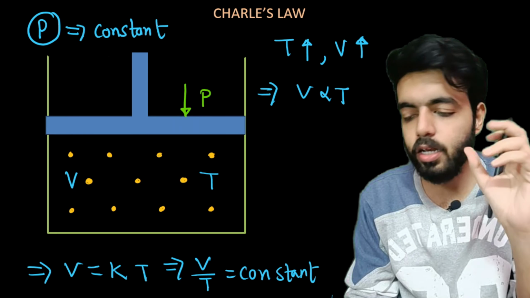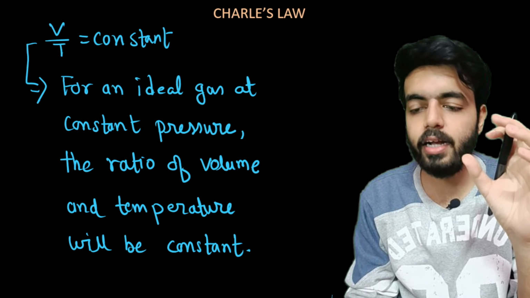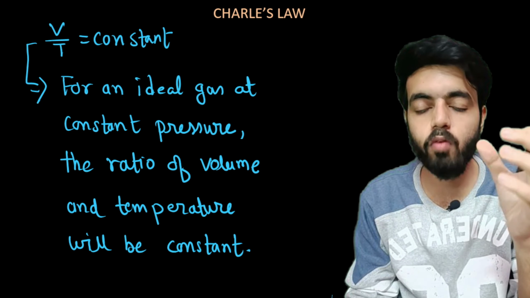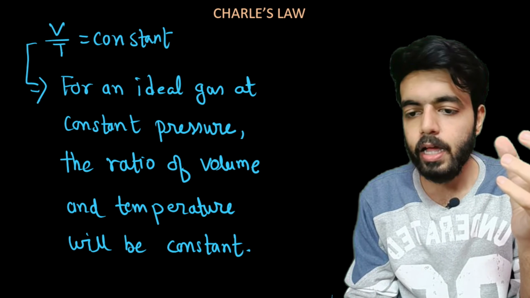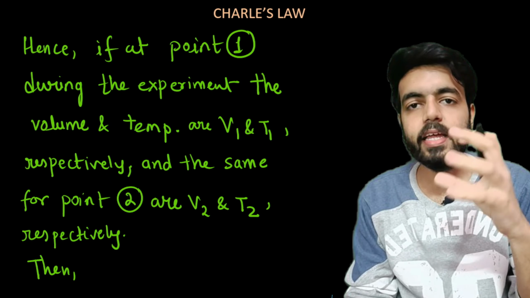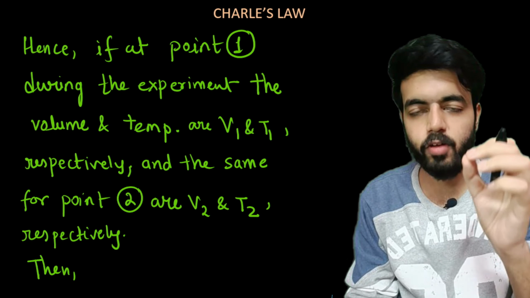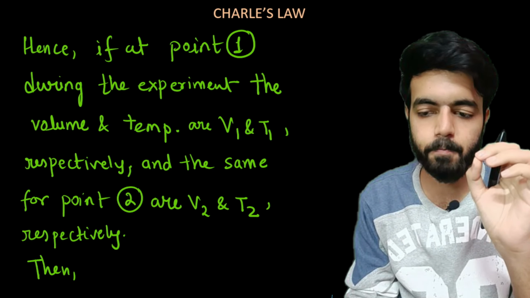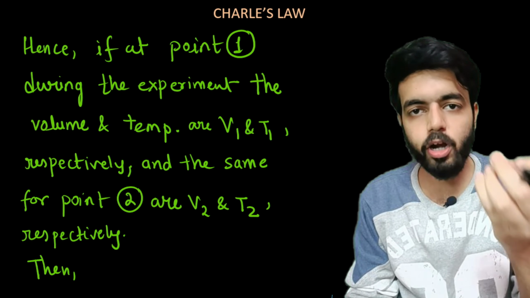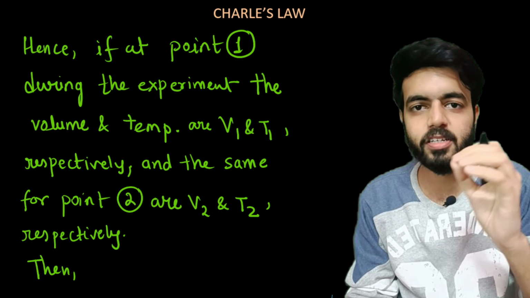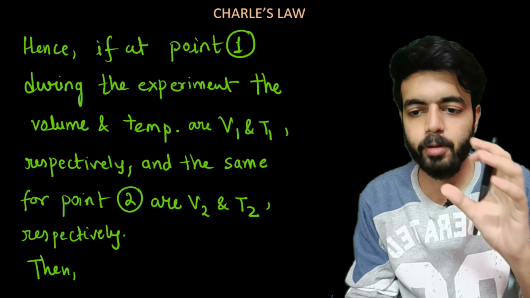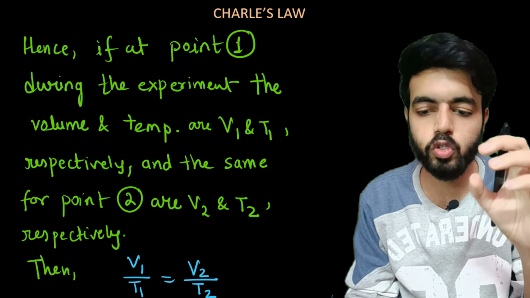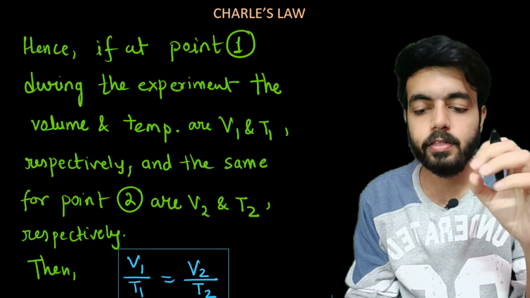Now what does this mean now? So this means that for an ideal gas at constant pressure, the ratio of volume and temperature is always constant. Okay? Now let's say in an experiment at point 1, we have volume V1 and temperature T1. In the same experiment, we have another point 2 where volume is V2 and temperature is T2. Then what will be the relation between all these parameters? The relation will be V1 upon T1 is equals to V2 upon T2. Okay, this will be the relation.